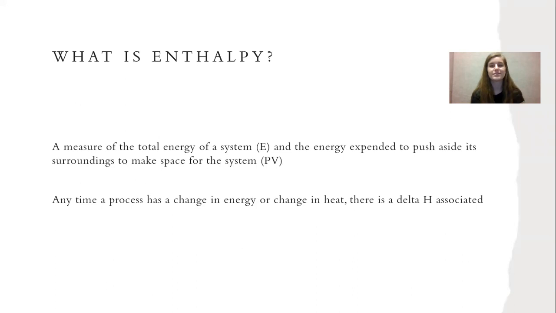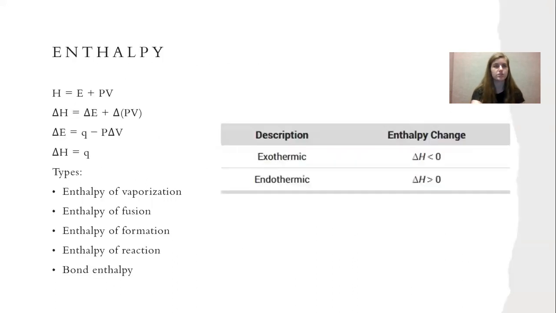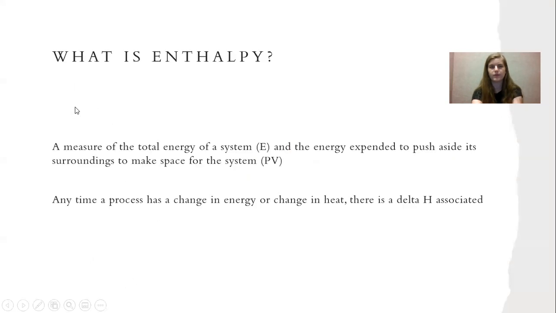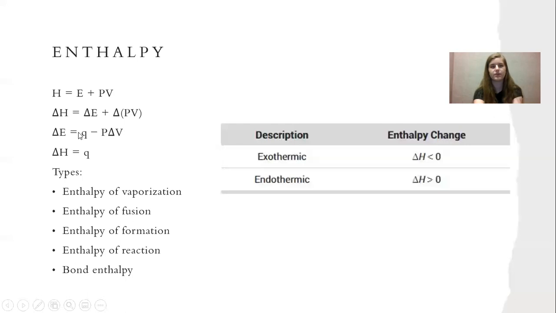If we want to get into the more mathematical definitions, here's the general total enthalpy equation. Total enthalpy is equal to total energy plus total PV, pressure volume. If you want a reminder of PV, go back: energy expended to push aside its surroundings. So that's what PV is. I'm just going to refer to it as PV. Know that that's what I'm talking about, but it's just easier to say PV.